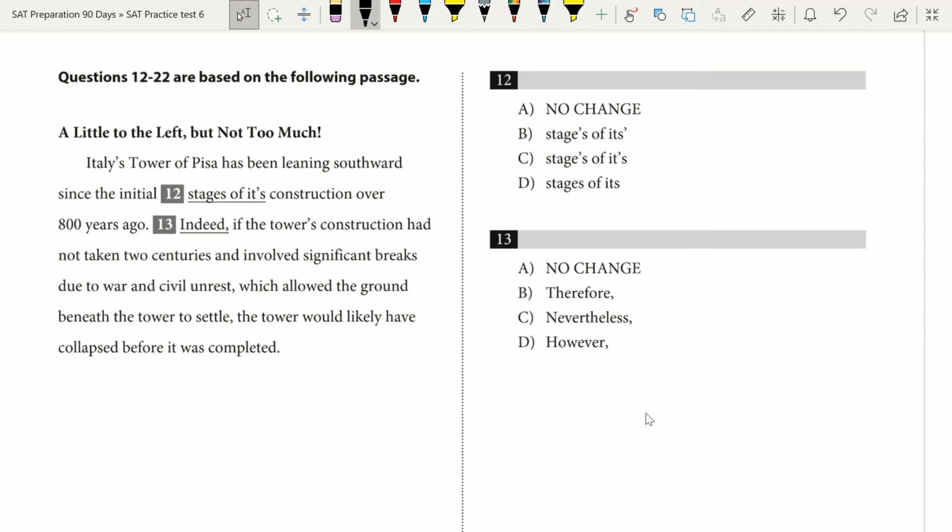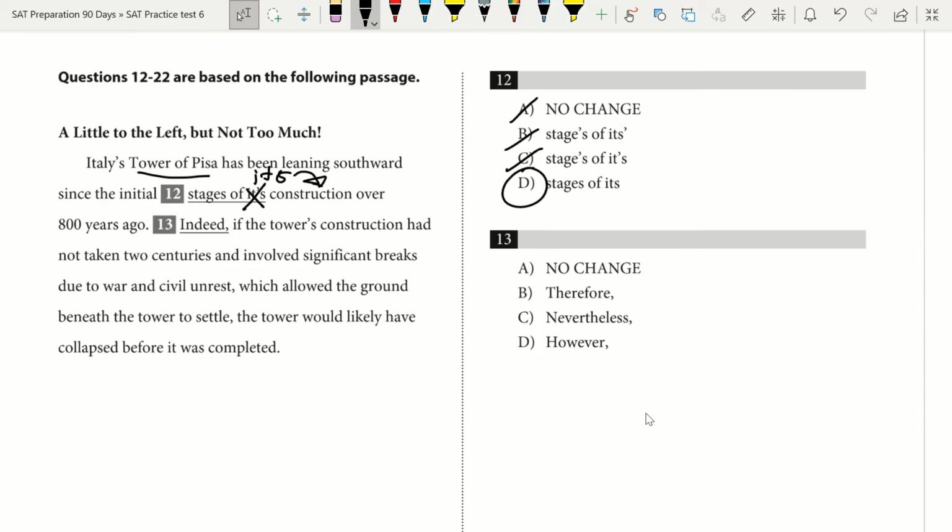Italy's Tower of Pisa has been leaning southward since the initial stages of its... okay? This is the wrong its. This is a homophone question. The correct version of its is ITS here with no apostrophe, because we're referring to what it owns, the construction. It's referring to the Tower of Pisa, a pronoun, and it owns that construction. So the correct version of its will not have any apostrophe, so our correct answer there is going to be D.